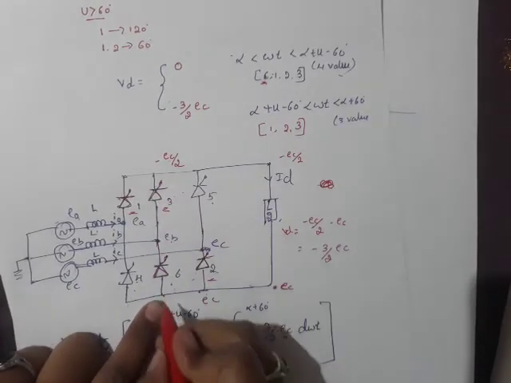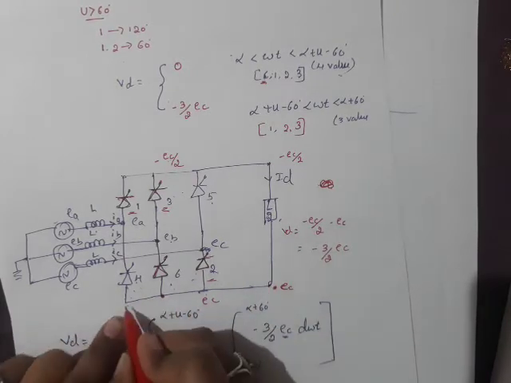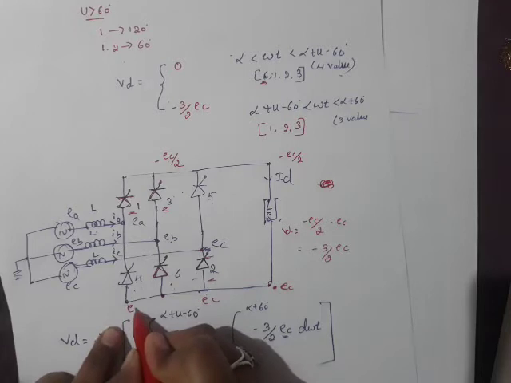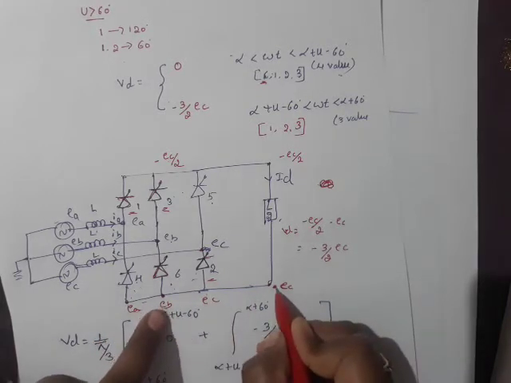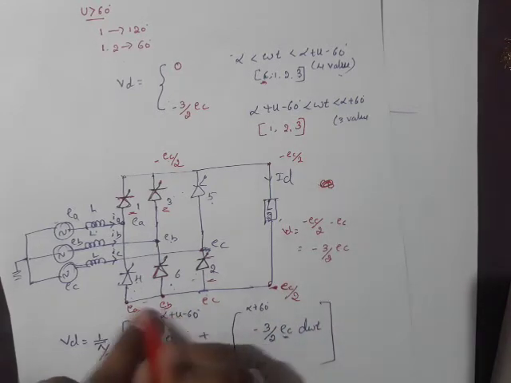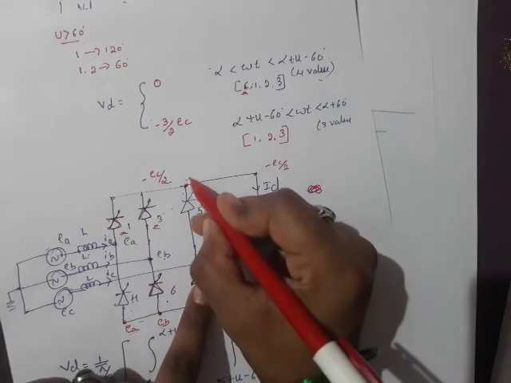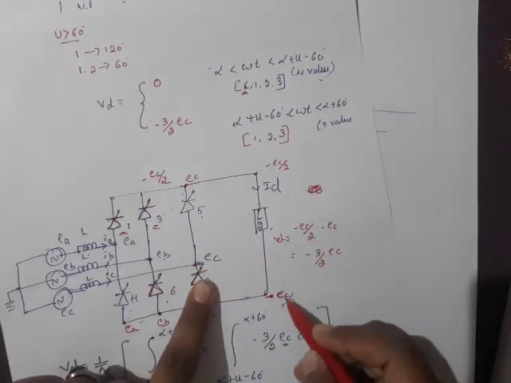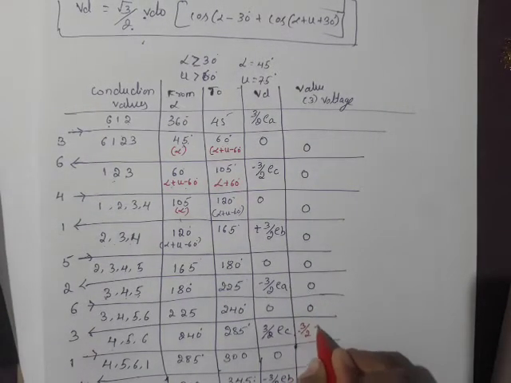This is a short circuit. What is the voltage appearing here? I mean this terminal. 4 is conducting means this is EA. 6 is conducting means this is EB. So the total voltage appearing here is minus EC by 2, right? When these two are conducting, it is minus EC by 2. And here the voltage is EC. EC minus of minus EC by 2 is the valve voltage.